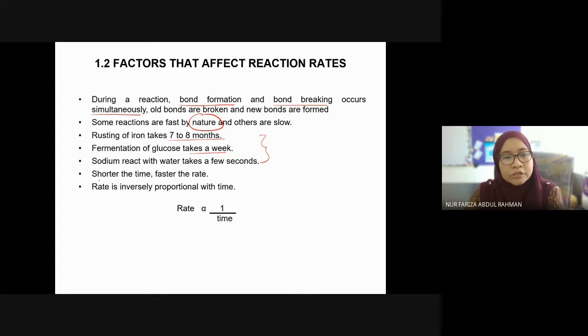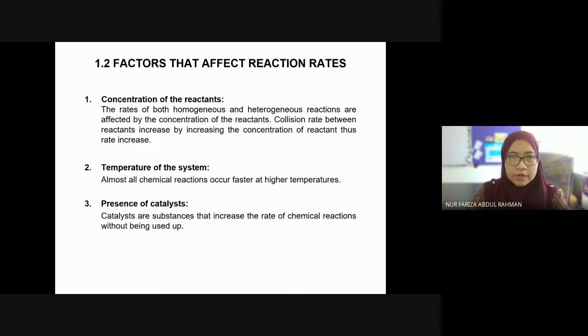So the shorter the time, by right, the faster the rate. Rate is inversely proportional to time. So when the time taken is longer, that means the rate is lower, and vice versa, because it is inversely proportional. So what are the factors that can affect the reaction rate?